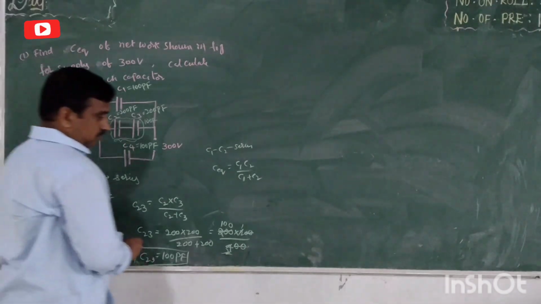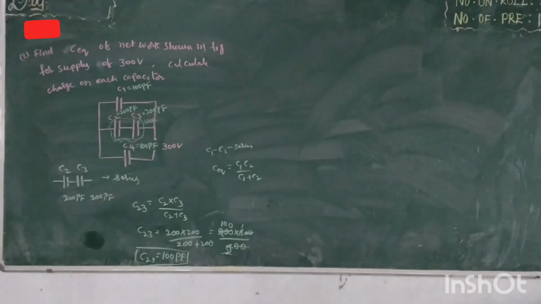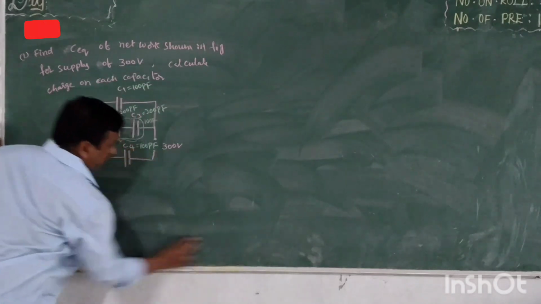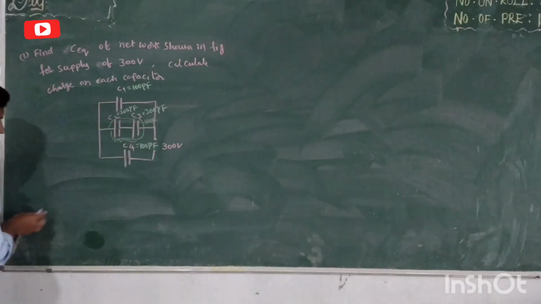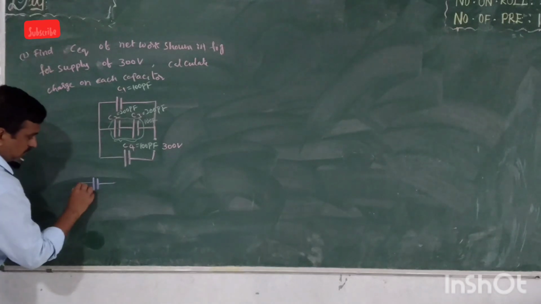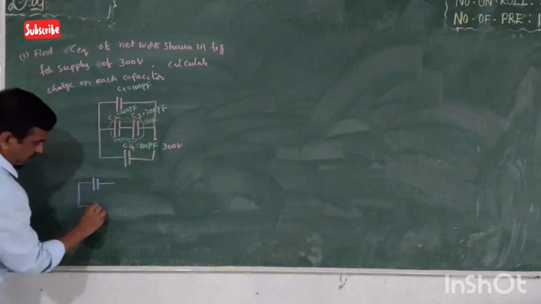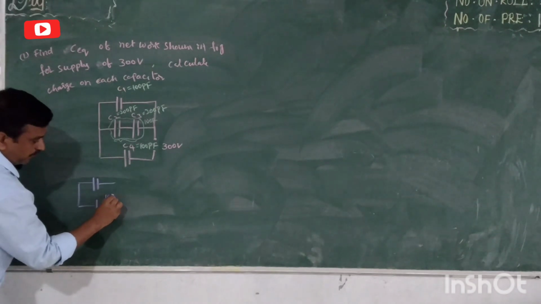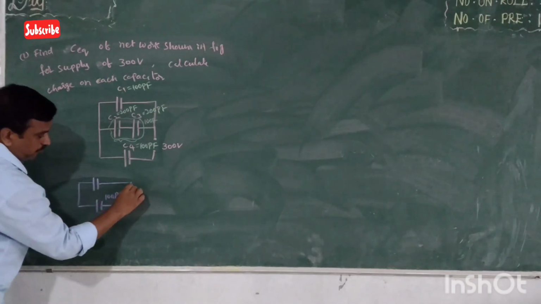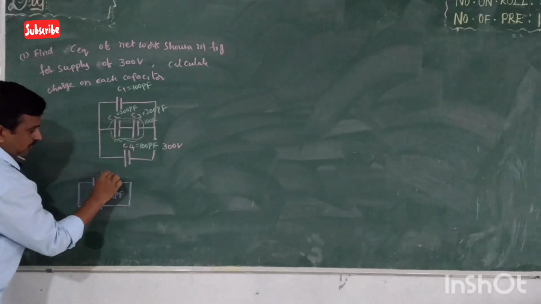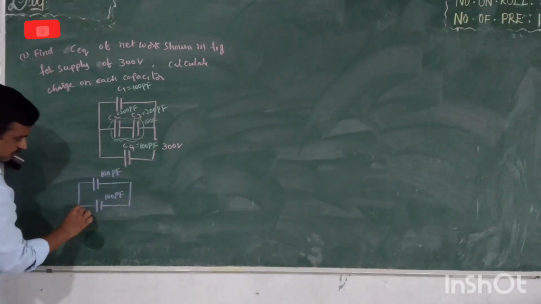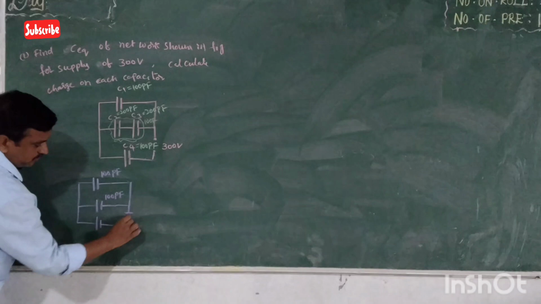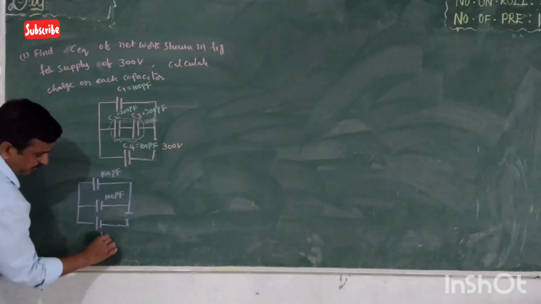I draw the circuit here now. I erase this one, and now the circuit will be changed. I write here, this one is there. For these two we can write this one, which is 100 picofarads. The resultant we get here is 100 picofarads. It is connected to one more, that is also 100 picofarads.